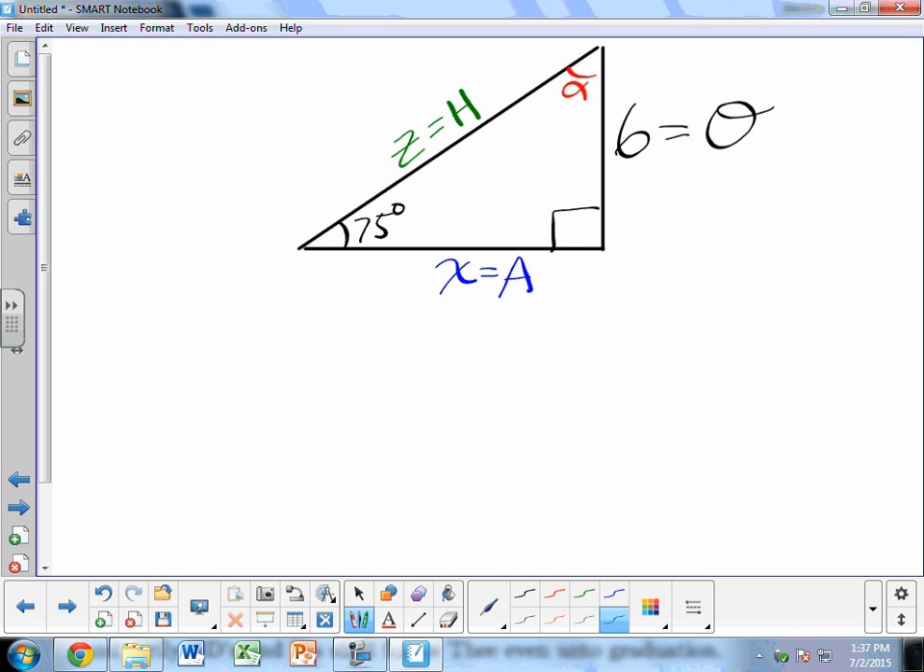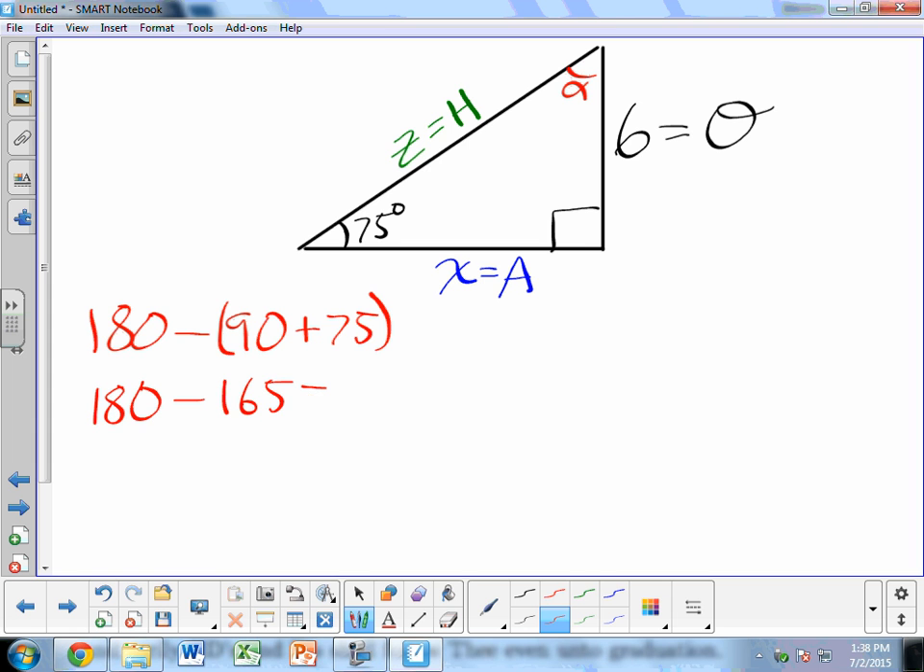And this time, let's start with the angle alpha. Now, this angle alpha, again, all we have to do, since the sum of the angles of a triangle is 180 degrees, is take 180 minus the 90 degrees plus the 75 degrees. So the 90 and the 75 together give us 165. So that means 180 minus the 165 degrees that are already accounted for equals 15. So this angle alpha up here has to be 15 degrees.